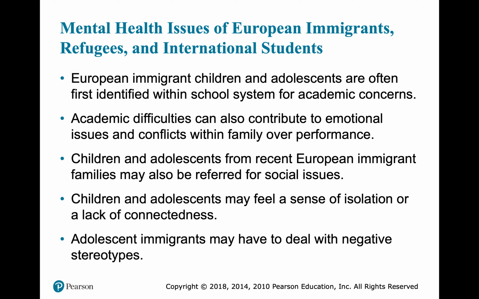Children and adolescents from recent European immigrant families may also be referred for social issues. They may feel a sense of isolation or lack of connectedness caused by feeling different from other children, and this can affect their self-esteem and lead to feelings of shame and guilt. Adolescent immigrants may have to deal with negative stereotypes that other students may hold. They may be particularly prone to self-esteem issues because of that.